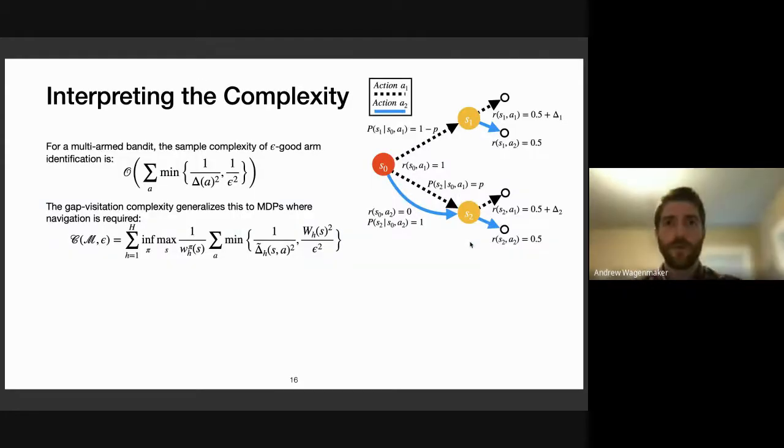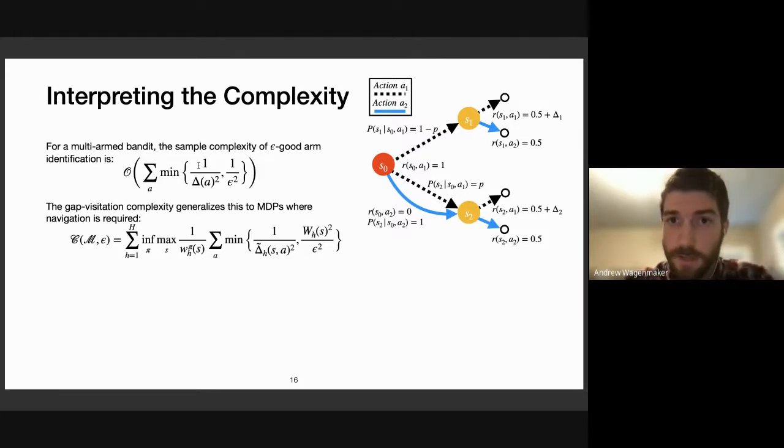Well, we can think about multi-arm bandits a bit here, because that provides the intuition for how you get this. For a multi-arm bandit, the standard complexity of finding an epsilon good arm is the sum over all arms of the minimum of 1 over gap squared and 1 over epsilon squared. So if an arm is really bad, if the gap is really large, then you quickly identify that it's bad, and you only have to pay 1 over gap squared samples for that arm.